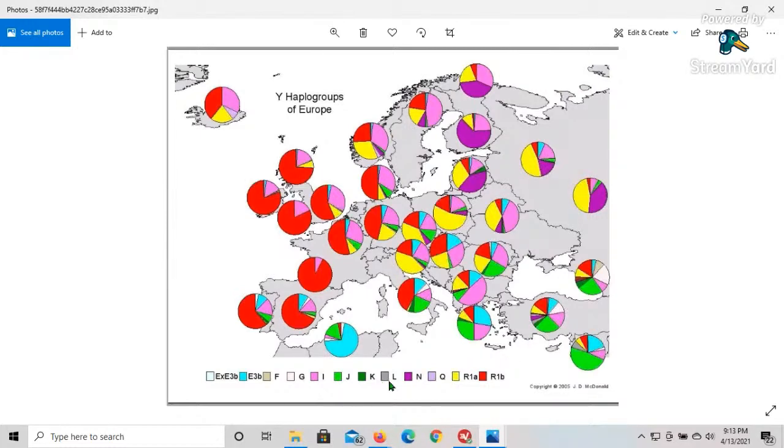But the T should be here. It's not here either. The T should be here too, but it's not here. But it's around here. It might be in here. There's a trace of L right there in Turkey. This is Turkey. So Turkey has L here. It has L here. And that would be the Thracians.